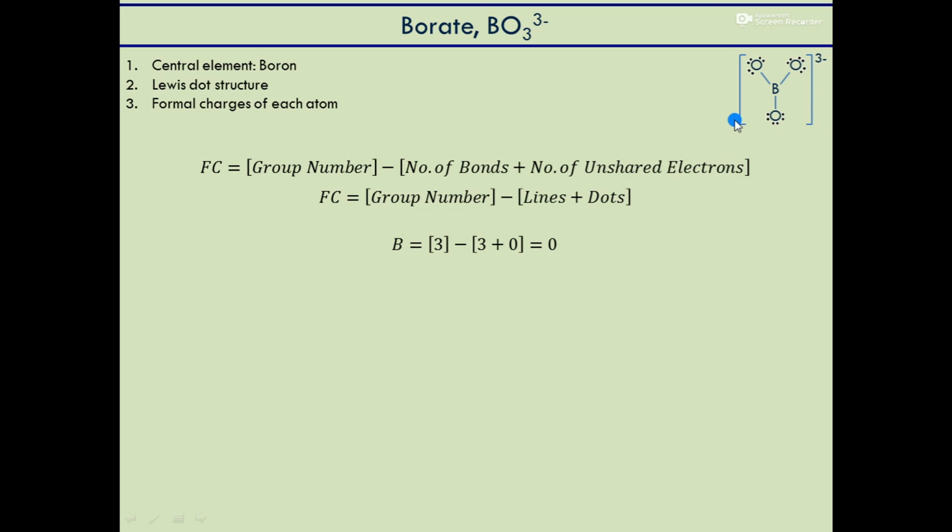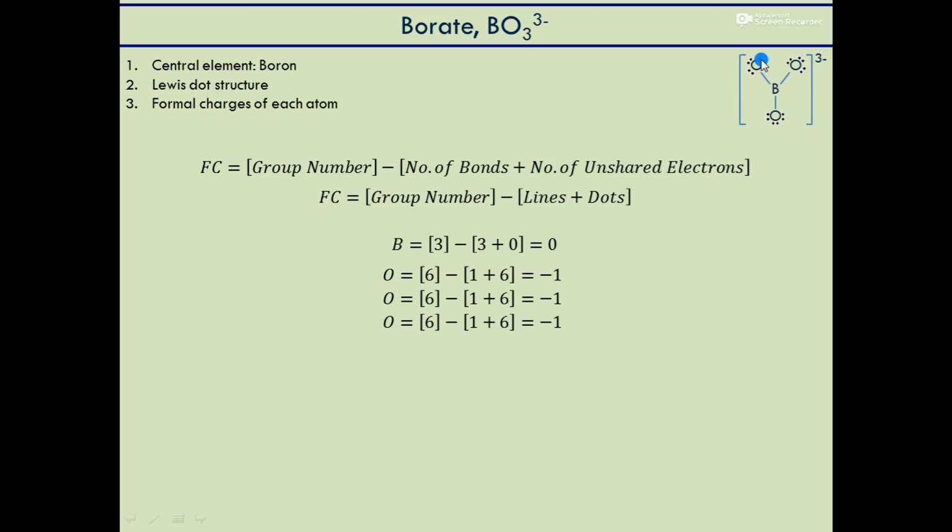For the formal charge of boron, it is our central atom. Boron is group 3 in the periodic table, and this boron has 3 lines, or 3 bonds, and no unshared electrons, so no dots. So we get a formal charge of 0. For our oxygen, all of these oxygens look the same, so we'll use the same computation. Oxygen is a group 6 element, with 1 line associated with it, and 6 dots.